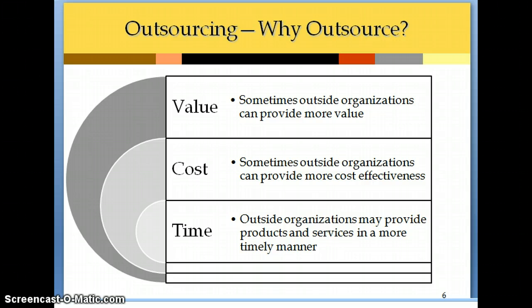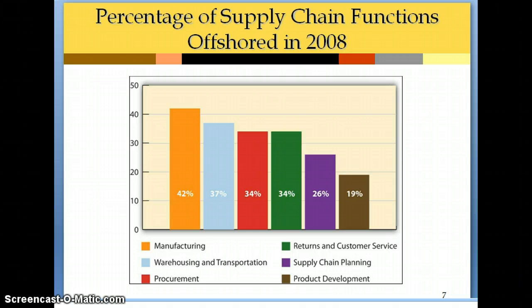Let's look at some of the benefits of outsourcing. They are related to value, cost, and time. Value, because sometimes outside organizations can provide more value than the manufacturer itself. Cost, because sometimes outside organizations can provide more cost effectiveness. And time, because outside organizations may provide products and services in a more timely manner.